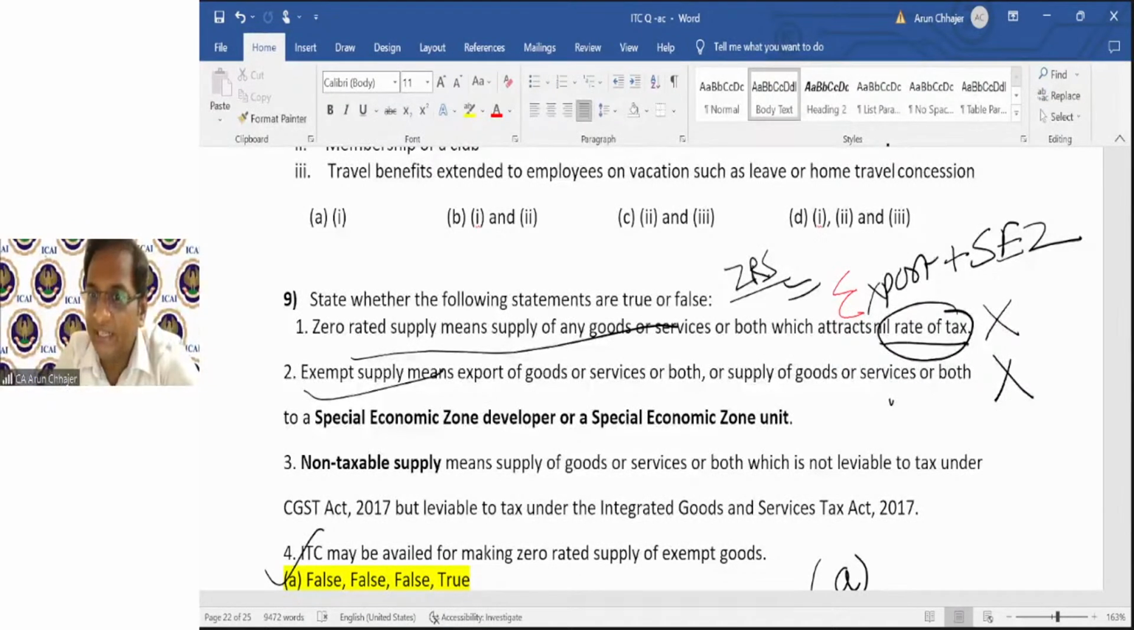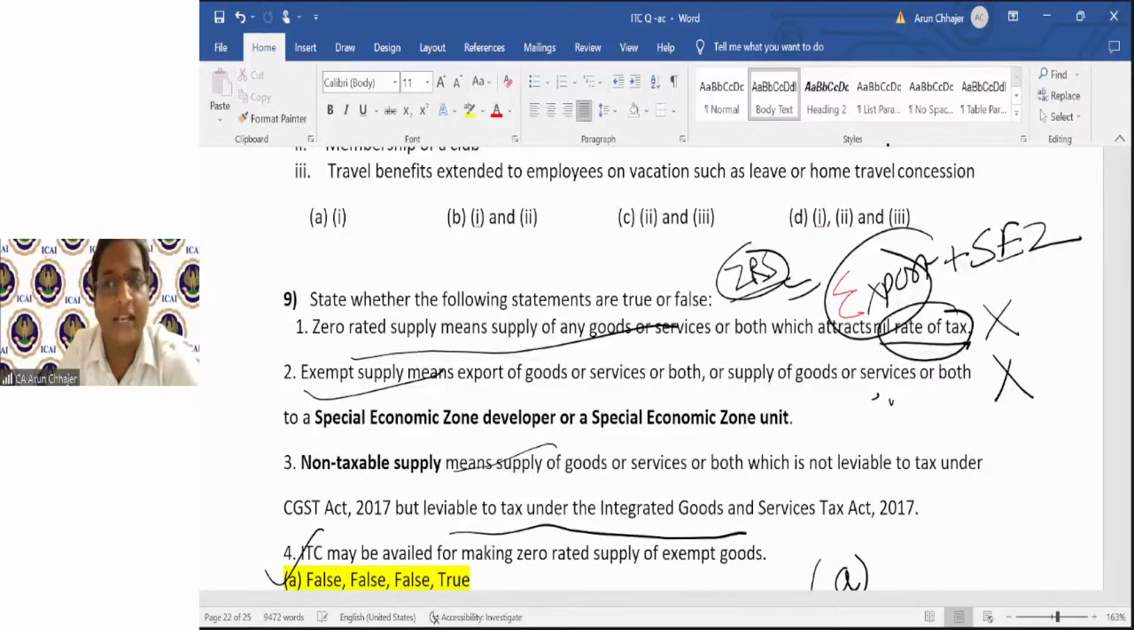जीरो रेटेड नील रेटेड है? नहीं. क्या एग्जेम्प्टेड एक्सपोर्ट है? नहीं, क्योंकि एक्सपोर्ट तो जीरो रेटेड है. अब तीसरा बोला नॉन टैक्सेबल, मतलब वो सप्लाई जिसके ऊपर टैक्स नहीं लगता अंडर सीजीएसटी, एसजीएसटी, आईजीएसटी. बट यहाँ पे क्या क्या है उन्होंने? लेविएबल टू टैक्स अंडर आईजीएसटी.